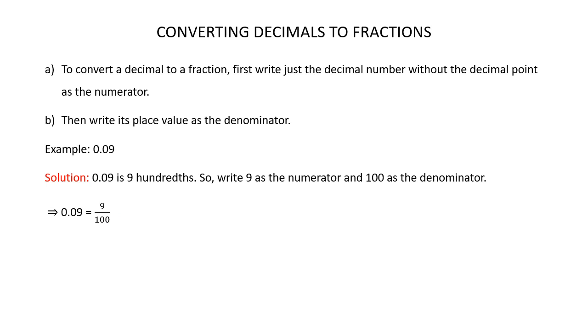You can also remember how to convert decimals to fractions as follows. First, just write the decimal number without the decimal point as the numerator. So, 9 is written in the numerator. Next, count the number of digits after the decimal point in the decimal number. Here, there are 2 digits after the decimal point. So you have to write 100 in the denominator. Supposing there are 3 digits after the decimal point, then you have to write 1000 in the denominator. Hope you have understood this.